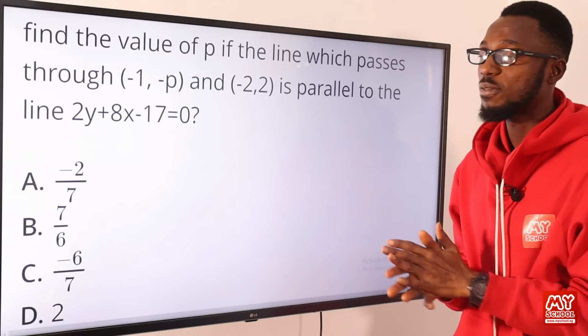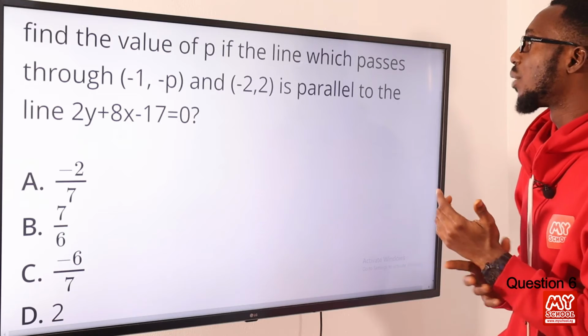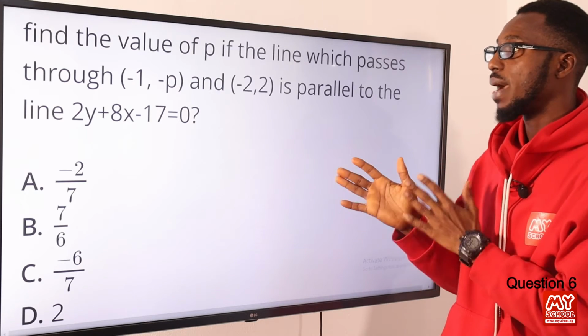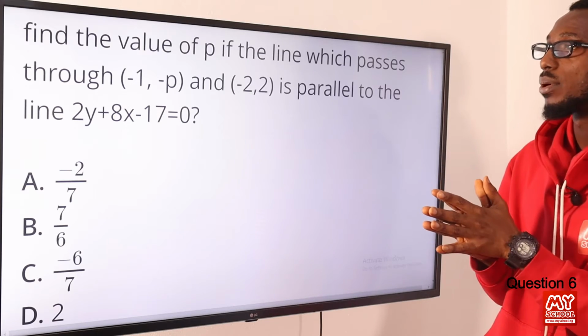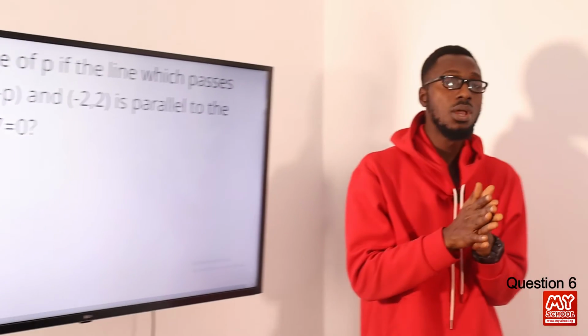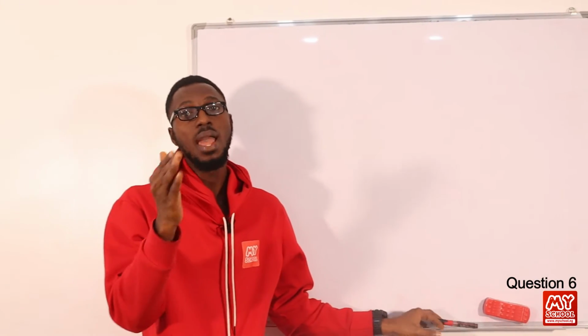So join me as I solve question 6. Find the value of p if the line which passes through -1 and minus p and -2 and 2 is parallel to the line 2y plus 8x minus 17 equals 0. So when you talk about parallelism, or for parallel lines, the slope m1 is equal to slope m2.